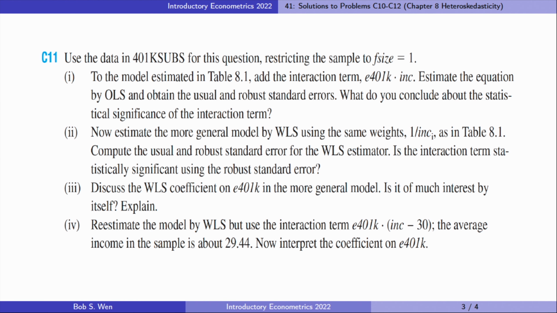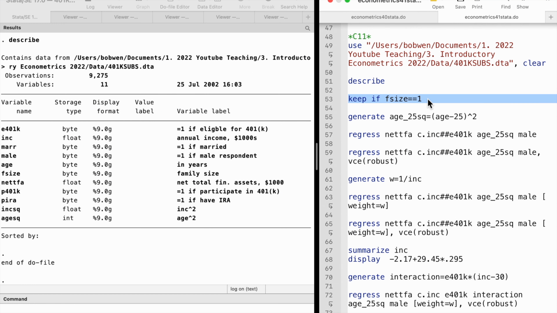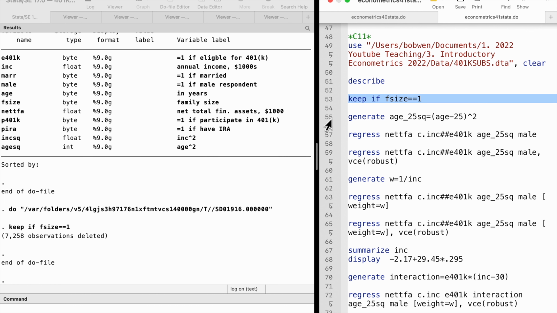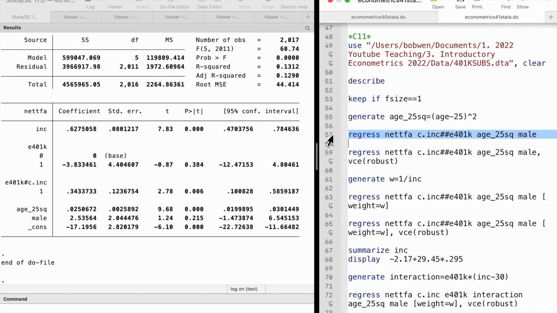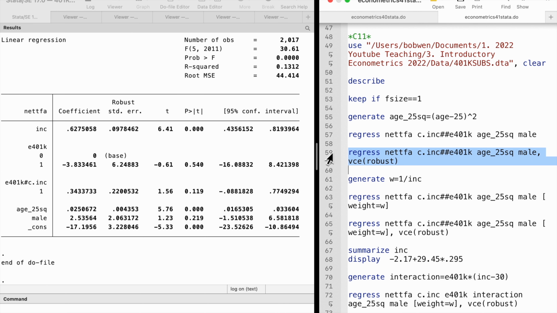Let's find answers to exercise 11. We use the keep command to keep the observations for one-person families. For Part 1, we add the interaction term between income and the dummy variable of eligibility of the 401k plan. We use double hashtags in Stata to construct the interaction term. The option vce specifies the robust standard errors.